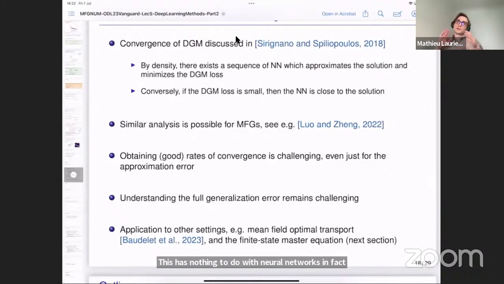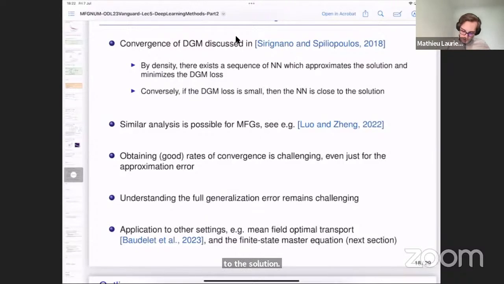But this says that if you see that the loss is small, then it means that probably your neural network is close to the true solution. Because in the end, the PDE is just a way to describe a function, right? So what you really want is to be close to this function. I think you don't care so much about the PDE. What you care about is learning the solution, right? So this result tells you that if the residual is small, so if the loss is small, then you are approximately equal to the solution.